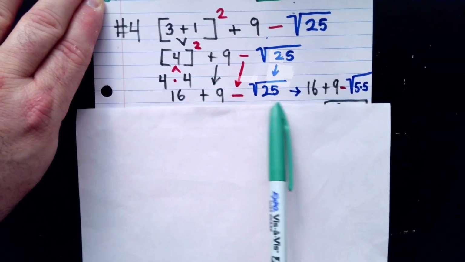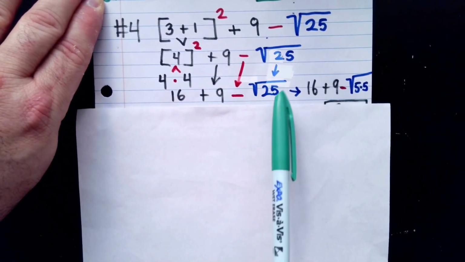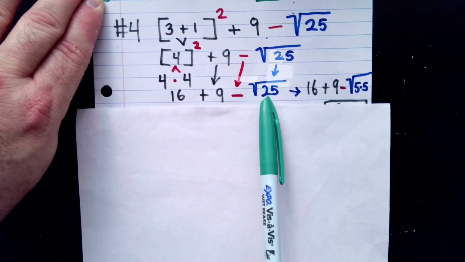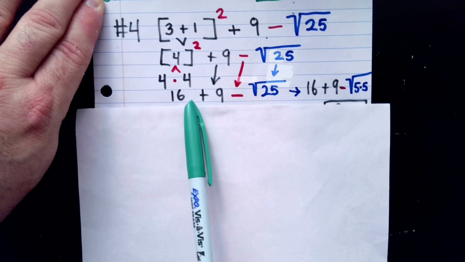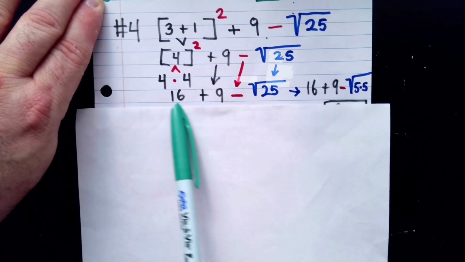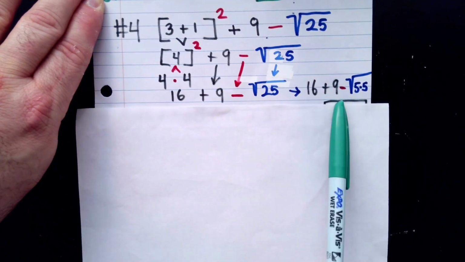Here I don't have any parentheses. I don't have any exponents, but look here. The inverse or the opposite of an exponent is the square root. So I'm going to simplify the square root first. Then there'll be a tie between adding and subtracting. I'll move from left to right in order to solve the problem. So the arrow here means the next step.